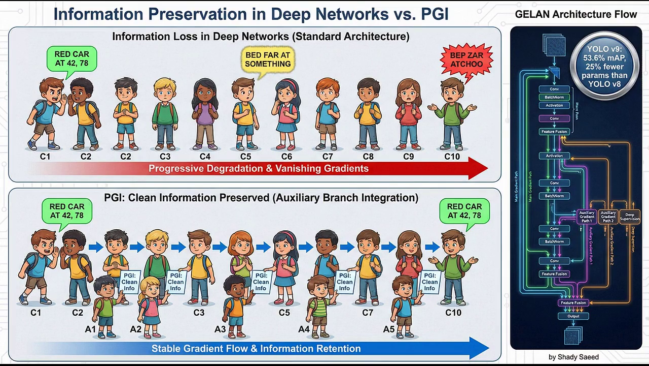YOLO v9 in 2024 tackled a deep problem: information loss in deep networks. As data flows through 50+ layers, information degrades like a game of telephone. PGI, programmable gradient information, adds an auxiliary branch that preserves clean information and feeds reliable gradients back during training. GELAN, generalized ELAN, provides flexible, efficient feature aggregation. Together, they achieved state-of-the-art with 25% fewer parameters.